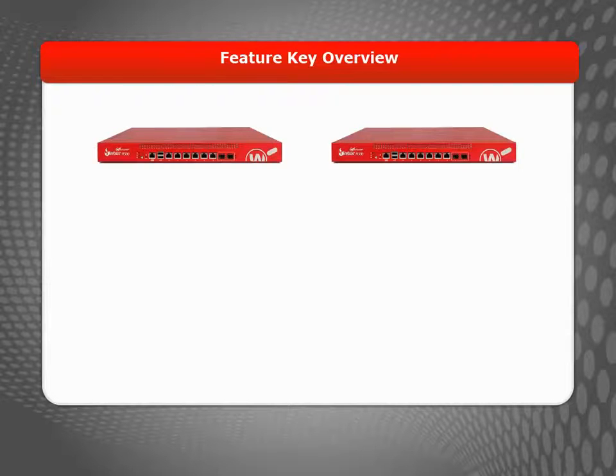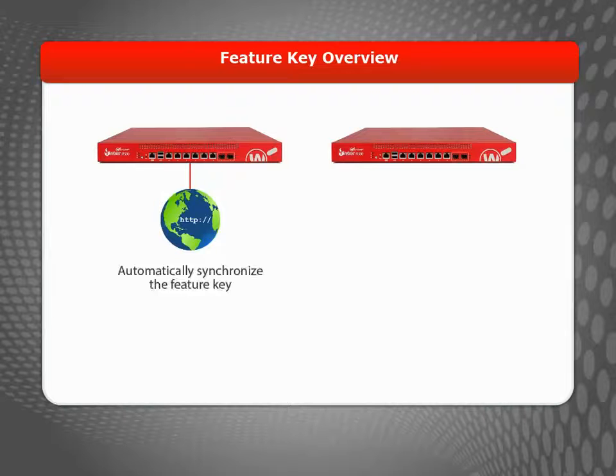There are two ways you can update or install the latest feature key on your Firebox. If your Firebox has internet access, you can use Firebox System Manager to trigger the device to synchronize the feature key. You can also do this in the Web UI, which is explained in the Retrieve and Install a Feature Key using the Web UI video tutorial. I'll include a link to that video at the end of this one.